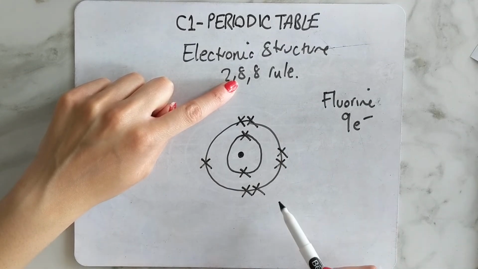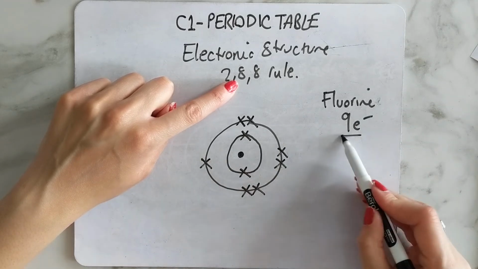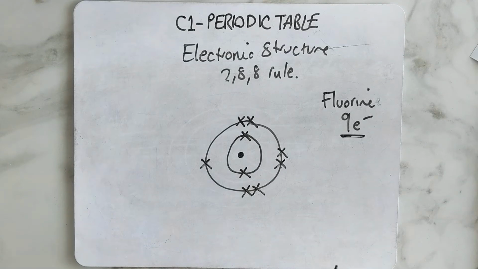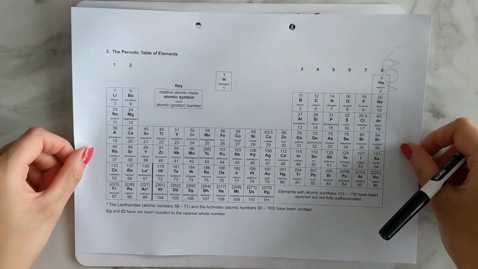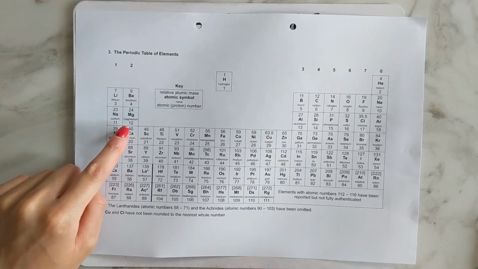So in total now, I've got 1, 2, 3, 4, 5, 6, 7, 8, 9 electrons, which is correct for fluorine. So we don't need to go into the third shell because that's it, fluorine's done, it's got its 9 electrons. But let's try one that has more electrons. Let's try something like, why don't we try magnesium?